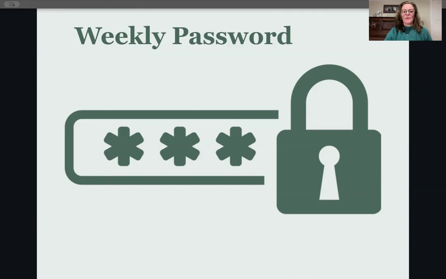So that is the password. It's orally said as they come in, and then they spend just a couple of minutes settling in, doing some mindful writing of that password, just to tune in and get settled.